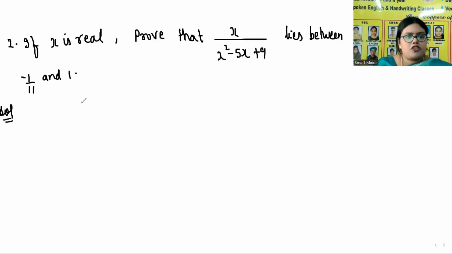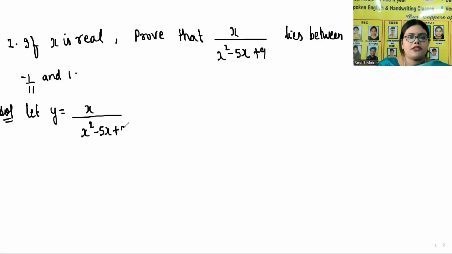So take the next question. If x is real, prove that x by x square minus 5x plus 9 lies between minus 1 by 11 and 1. So first let us write y is equal to x by x square minus 5x plus 9. Now you cross multiply, so you get yx square minus 5yx plus 9y is equal to x.